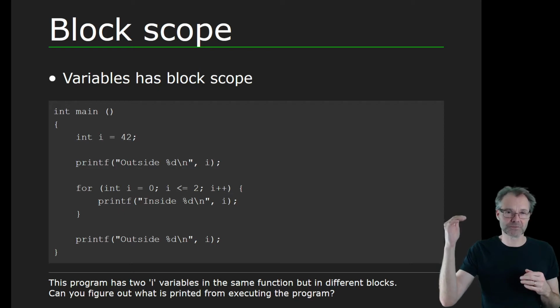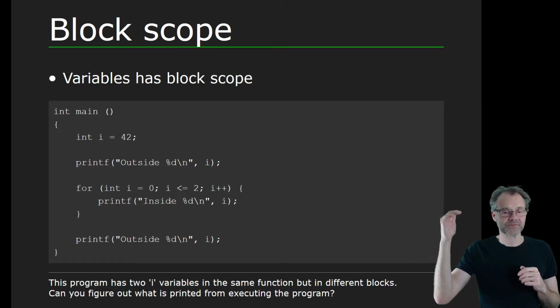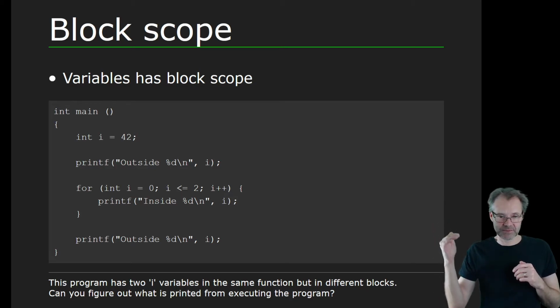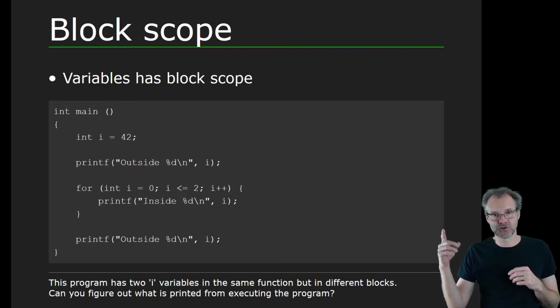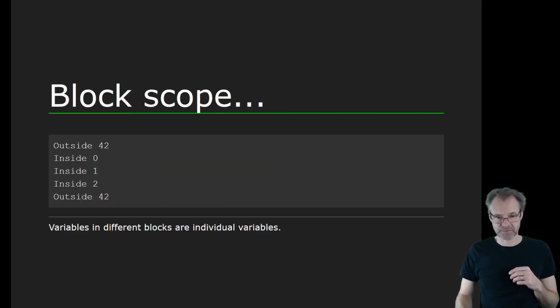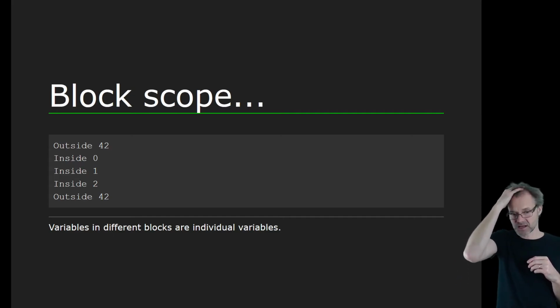Okay, so what type of value will I get there? Well, for sure, the value of i here goes from 0, 1, and up to 2. But what will be the final value when I'm getting back outside of that loop? So now I'm outside again, and I'm going to print i. What will be the value? Will it be 42? Or will it be 2? Well, let's see. So we see here that outside is the 42.